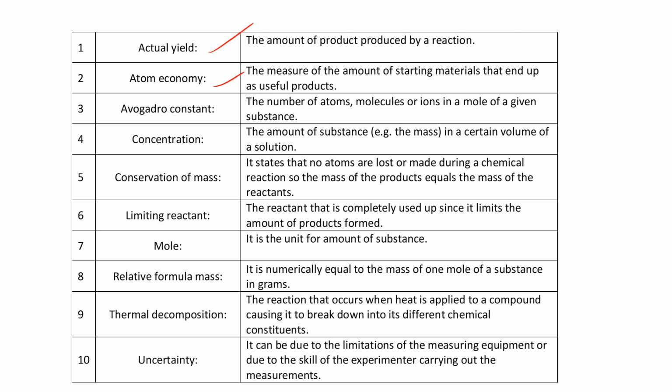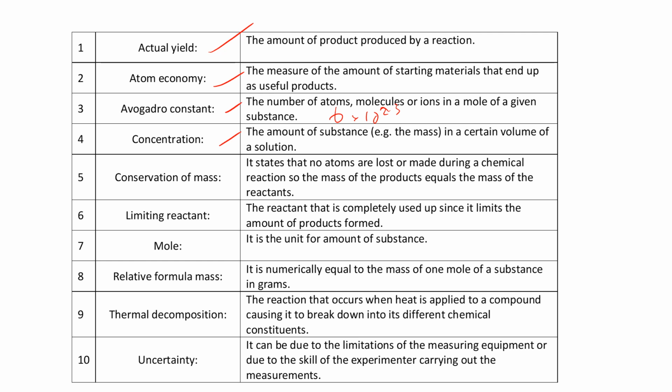atom economy. The number of atoms or molecules or ions in a mole of a given substance, 6 times 10 to the 23, something like that. Avogadro's constant. The amount of substance, for example a mass, in a certain volume of solution is the concentration. So how much Vimto you put in is the concentration.